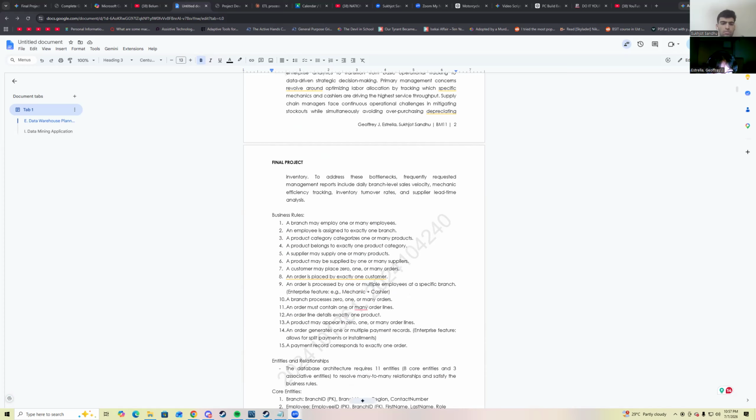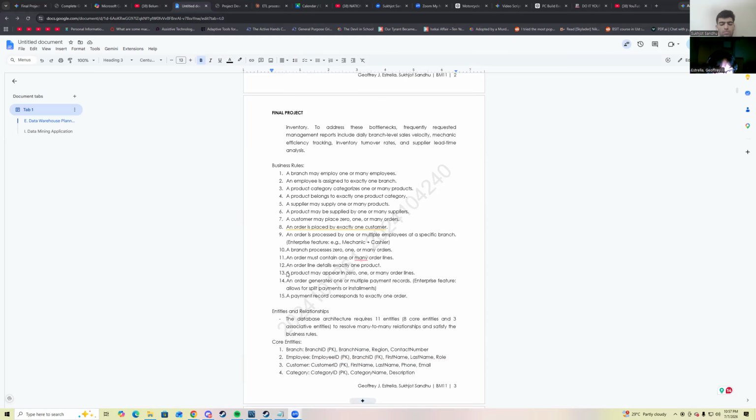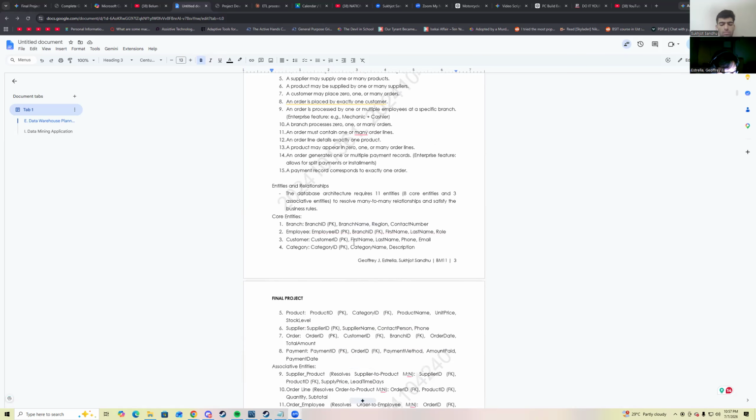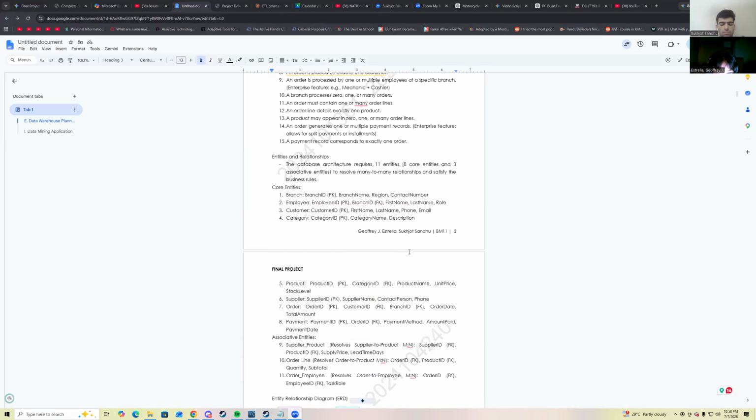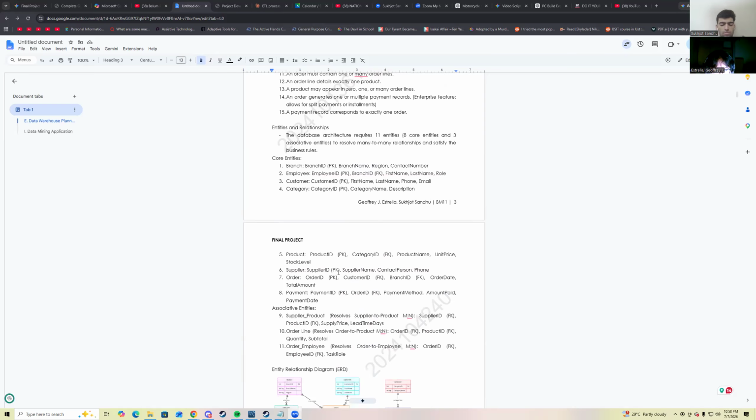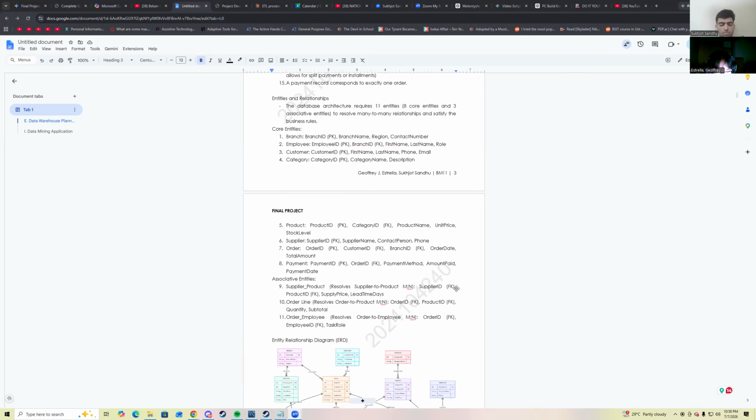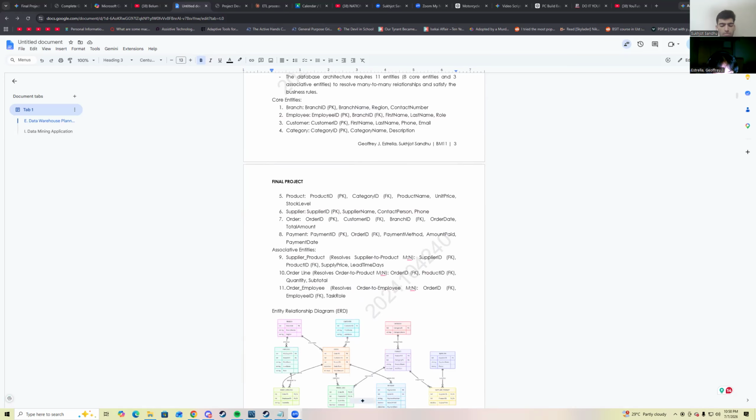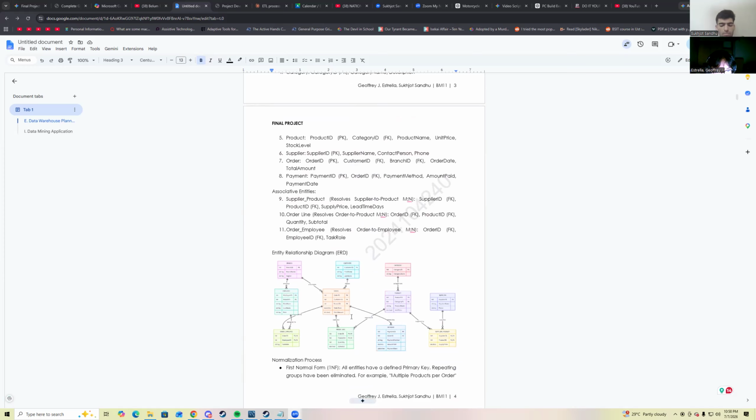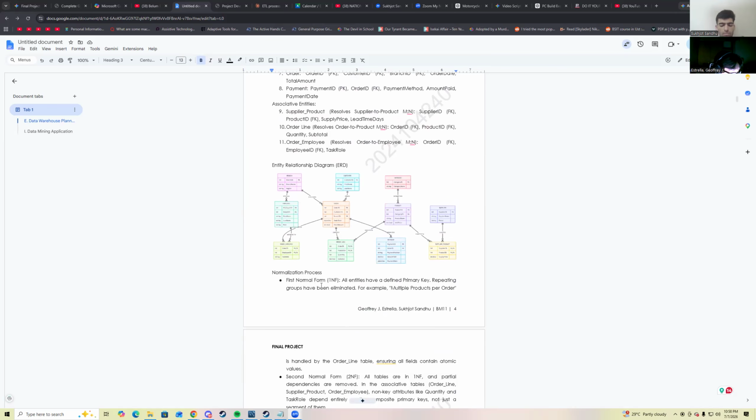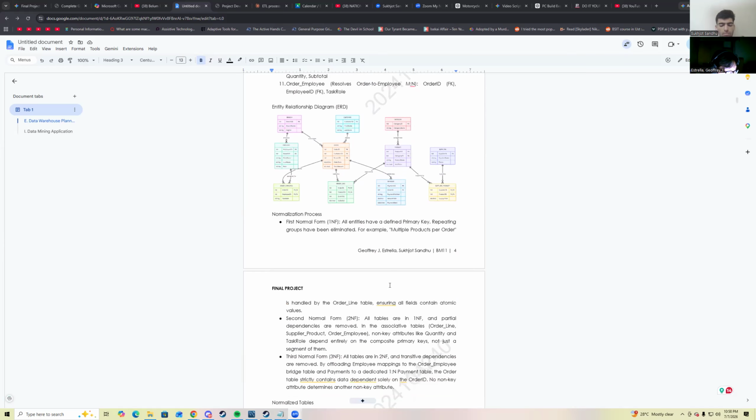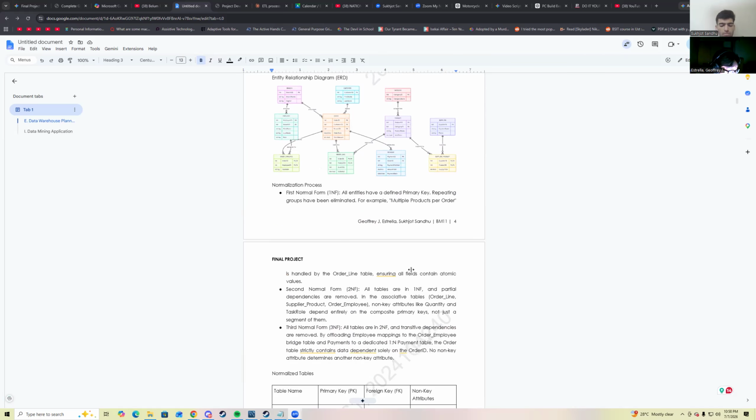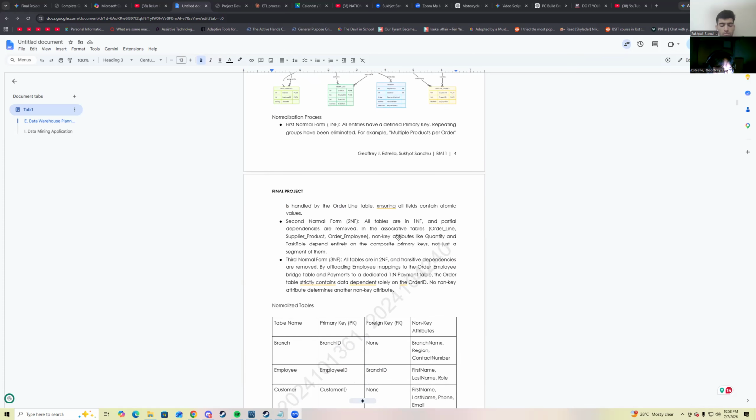For example, a branch may employ one or many employees, and an order must contain one or many lines. To handle this, we designed 11 specific entities, 8 of which are core entities, such as branch, employee, customer, and category, and associative entities like supplier, product, order line, and order employee. This is our ERD. To make sure this data is actually reliable for management, we put the entire architecture through a strict normalization process all the way to the third normal form.